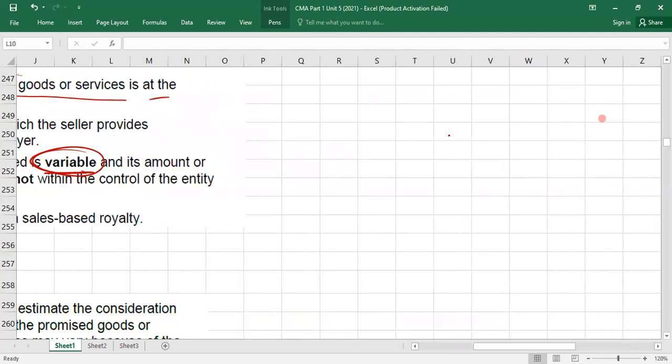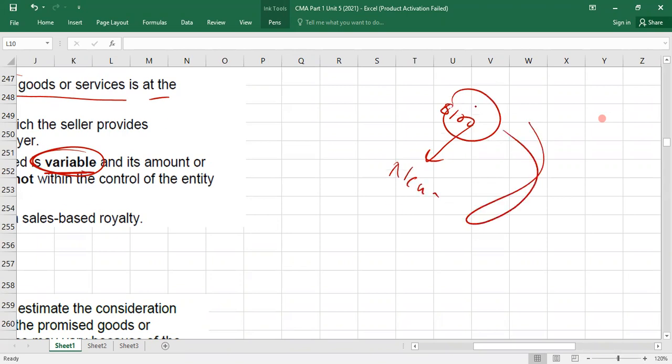if I book any amount of revenue today, this is what I'm saying. For example, I'm booking revenue of $100 today, and it has a chance. This value might change in the near future. It means this consideration is what? Variable.